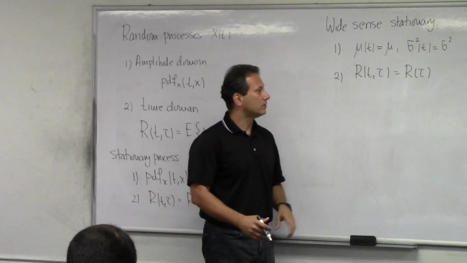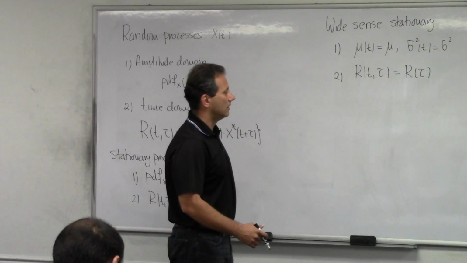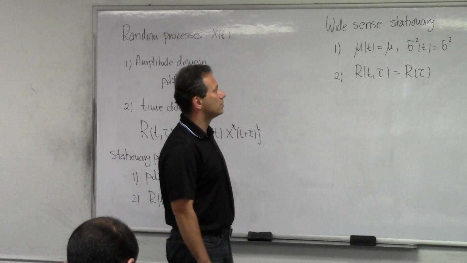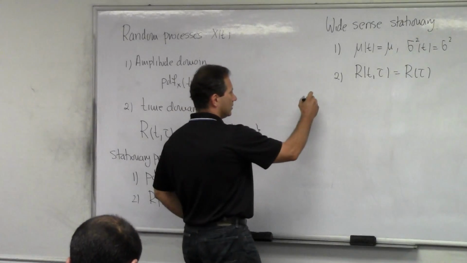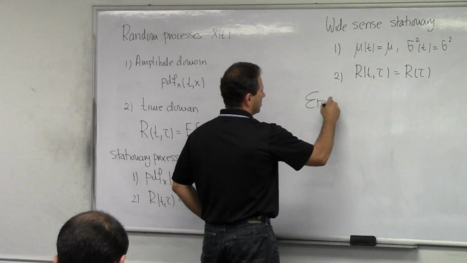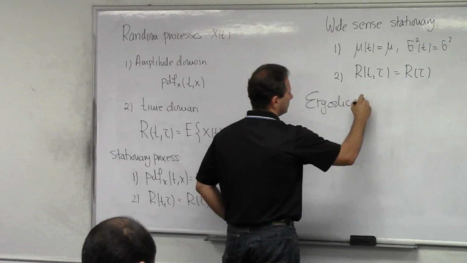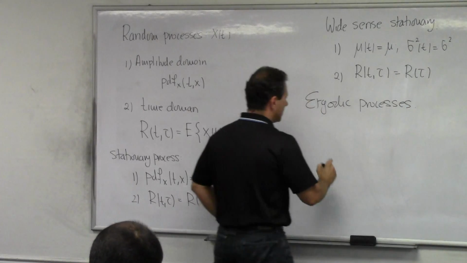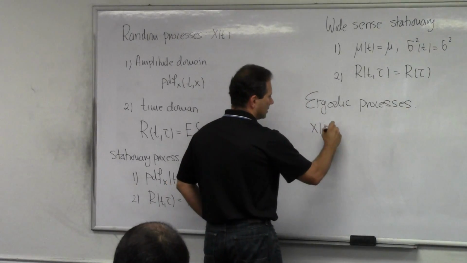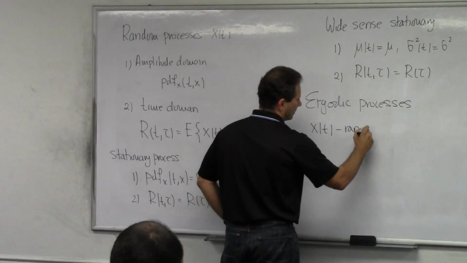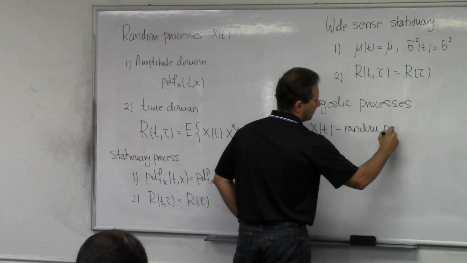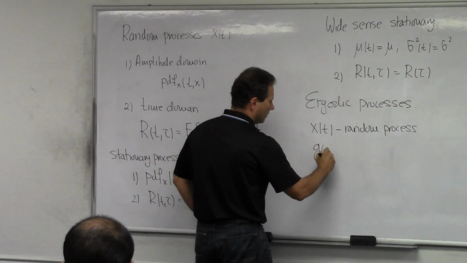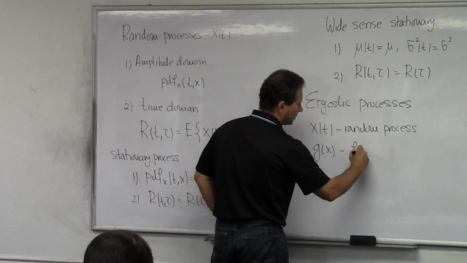So let's define what ergodic means and see how you divide all of these random processes into all of these different categories. So, ergodic processes. Consider a random process x of t. That's our random process. And then we have a function g of x, which is a function of the random process.